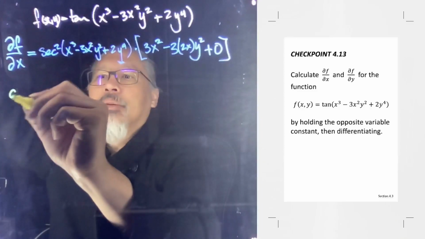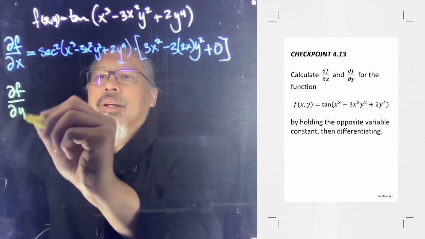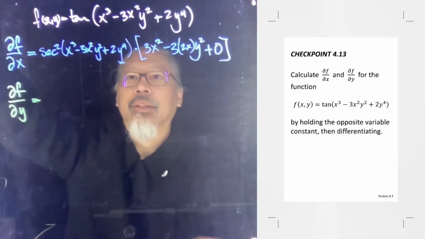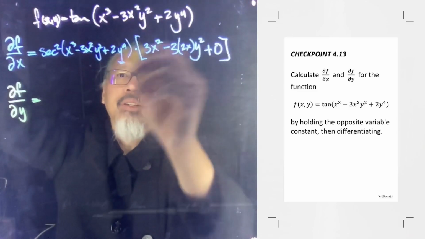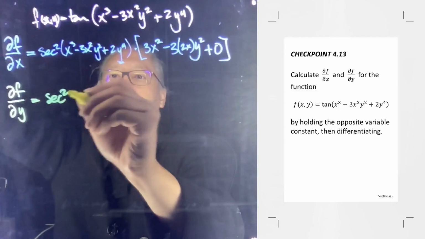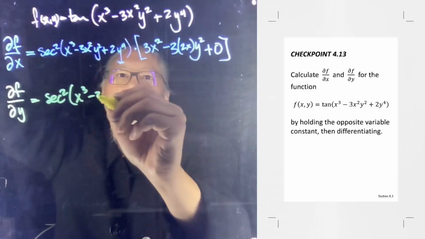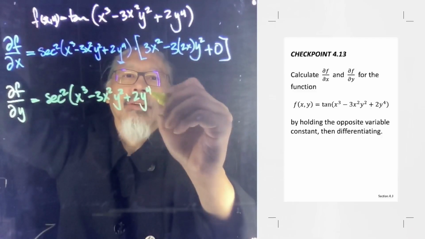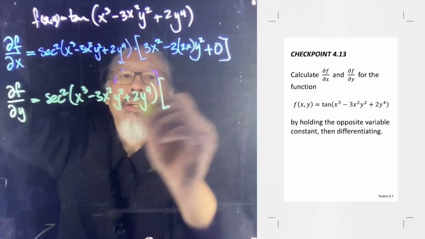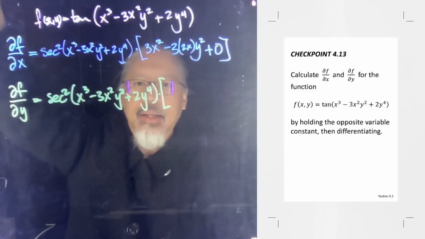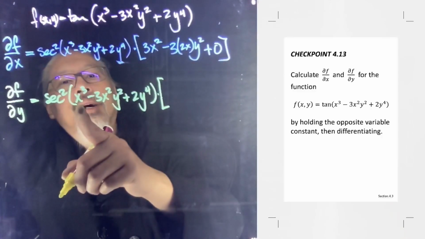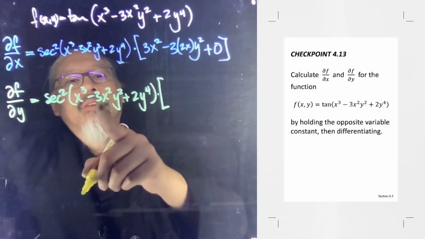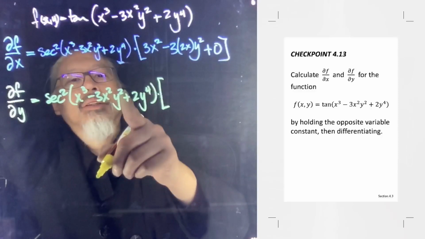And similarly, when we take the derivative of f with respect to y, we're also going to do the same thing, keeping x constant this time. The derivative of tangent of something will be secant squared of that something. And then the derivative of whatever is inside. And the inside is going to be, with respect to y, the first term is 0. The next term would be negative 3. x squared is a constant, so you drop the 2.